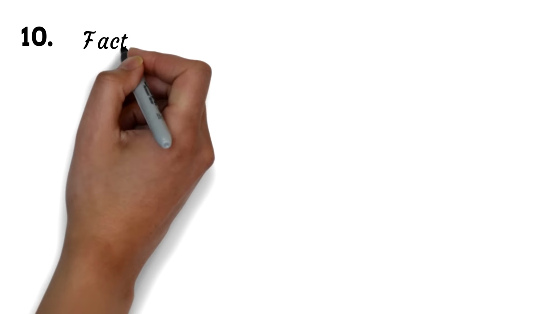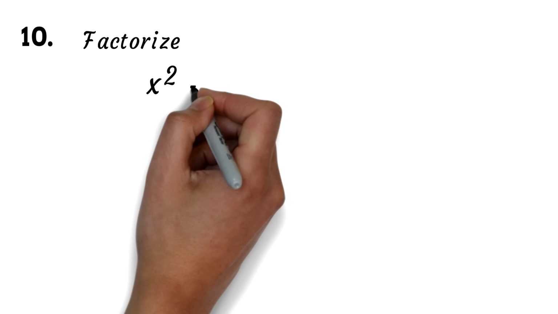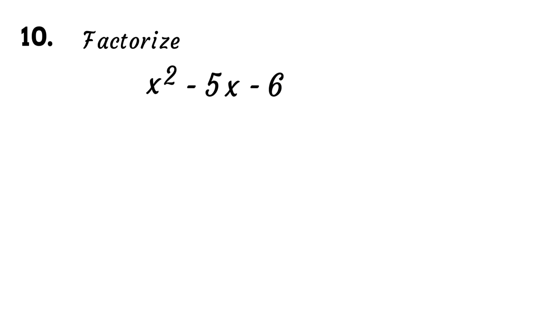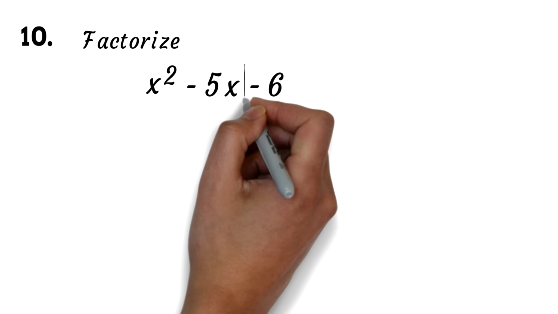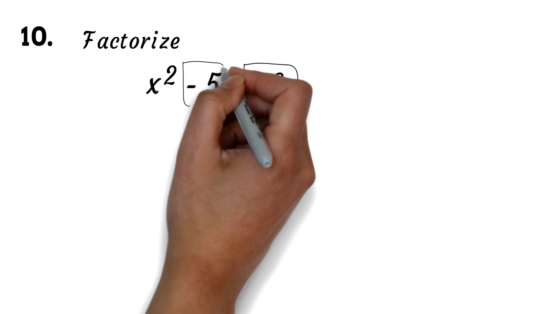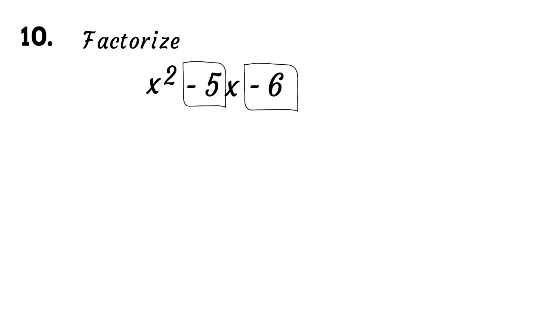We are factoring the quadratic x squared minus 5x minus 6. You will find two numbers that multiply to get the constant, in this case, the negative 6. The two numbers must also add up to get the coefficient of the x, which is negative 5. This takes some trial and error and depends mainly on how good your multiplication is.